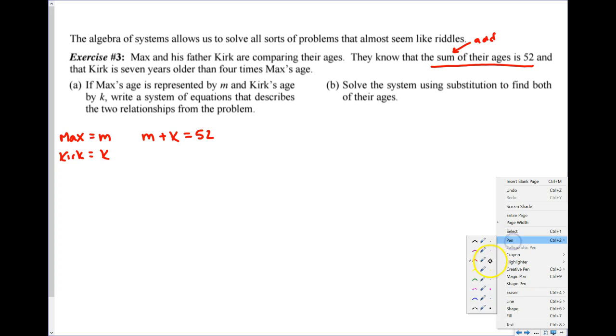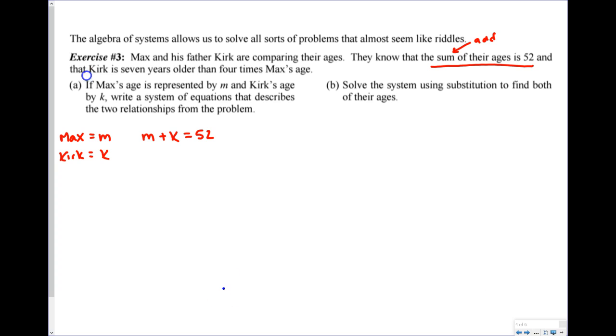Now let's look at the second piece of information they give us. Kirk is 7 years older than 4 times Max's age. This takes us back to Unit 3 when we were translating linear equations. So remember, Kirk is K, so I have K.